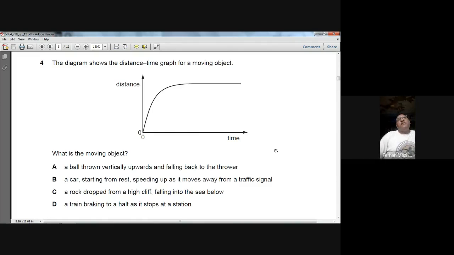D is a train braking to a halt as it stops at a station. That can be the choice, because the train which applies brakes is moving with a constant speed, and then the speed starts decreasing, and then the speed becomes 0. So D is the option. It's a little tricky. I hope you have understood it. So D is the option.